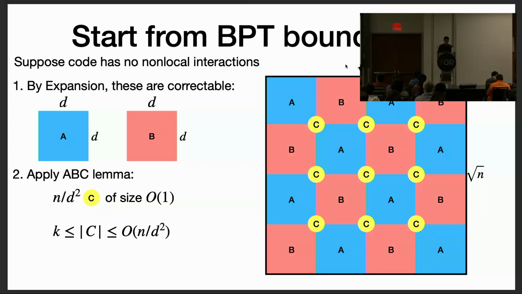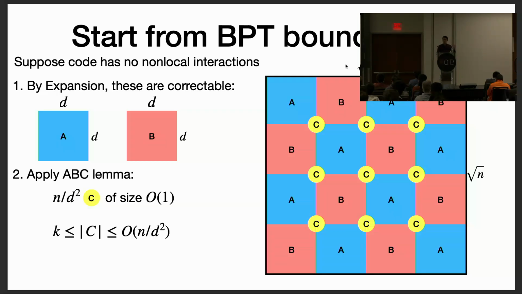Now I'm just going to flash some pictures, and I'm happy to say more offline or in the Q&A. Our starting point is the proof of the BPT bound. If you've seen the proof of the BPT bound, you might recognize this picture. You assume it has no non-local interactions. Then you partition your qubits into these sets A, B, and C, which are given by this picture. And then you can show that A and B are correctable, and C has size at most n over d squared. I'm not going to justify that because of time, but this implies that k is at most n over d squared. You rearrange, you get your BPT bound. So at a very high level, this is how the BPT bound proof goes, and this is the proof in their paper.